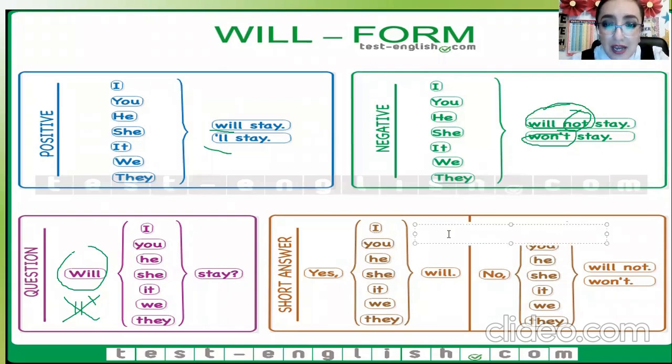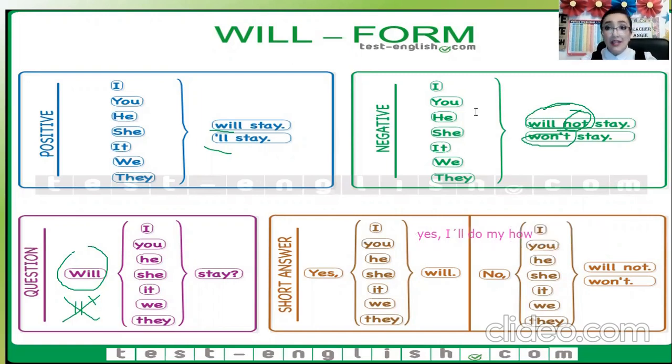If you want to answer in a short way, you can say, yes, I will do my homework, okay? Or I'll do my homework. Okay, that's a way where you can be using contractions in your answers with will. If not, please try to avoid them. Never say, yes, I'll. No, that is not going to be correct, okay? You need to answer with yes, she will, or yes, she will travel, or no, she will not, or in this case, no, she won't.